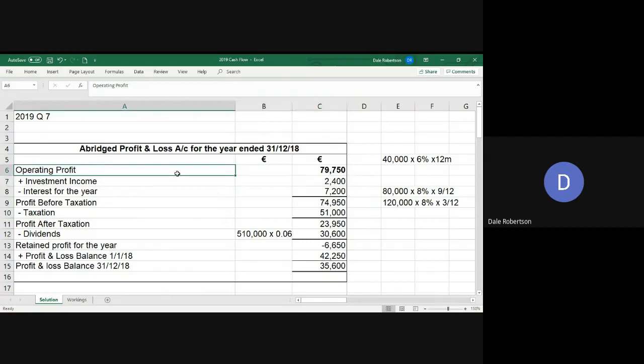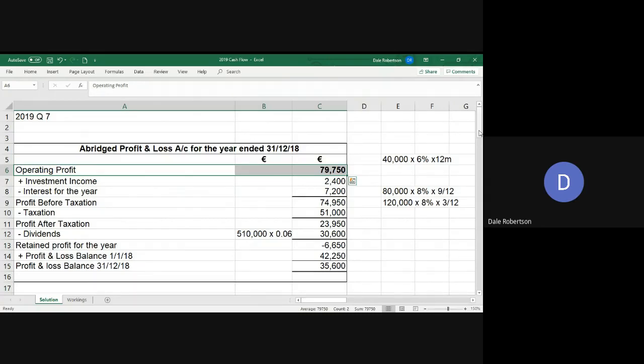And that is the first part of the question completed. Everything there was given to us in the notes, essentially. 1 or 2 little things had to be worked out. Investment interest received and investment interest paid. And the dividends. Everything else pretty straightforward.